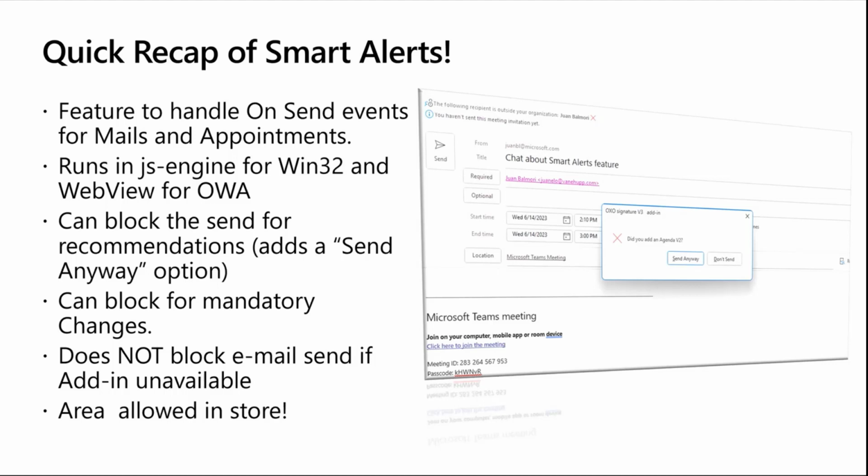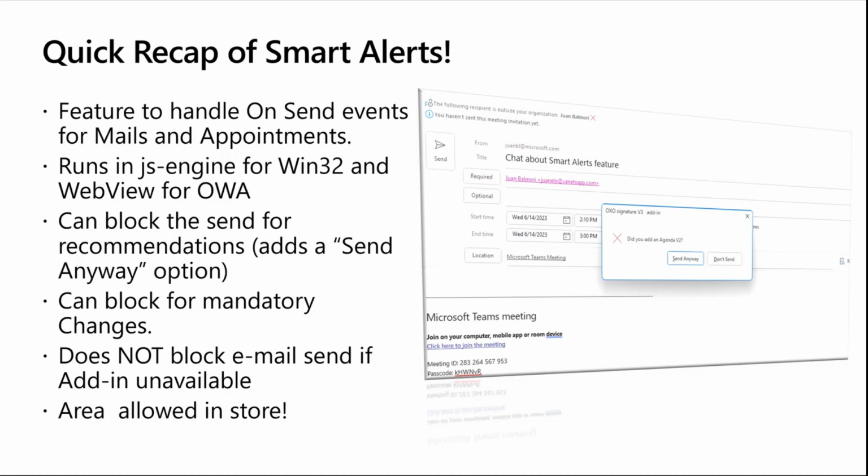So the idea of this feature is that you can block the send of an email, but you can block it in 2 different modes, what we call blocking modes. One is used for the scenario where, for instance, you want to give a recommendation to a user. For example, you're analyzing an email and it turns out that you're not including an agenda in your appointment request, right? So maybe you can suggest to the user, hey, maybe you want to add an agenda here or not. So it's actually optional, right? So we provide a send anyway option in the block. The user doesn't care that much about it.